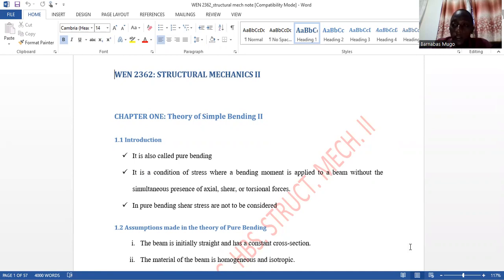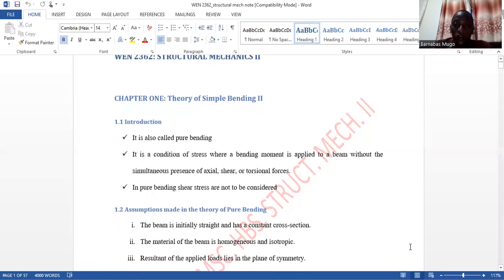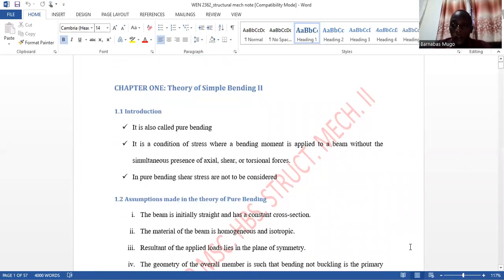Structural mechanics 2 is just a continuation of what we were doing in structural mechanics 1. Therefore, without wasting time, I'm going to look at the first topic, which is the theory of simple bending. When we are looking at the theory of simple bending, we are looking at the theory of pure bending.